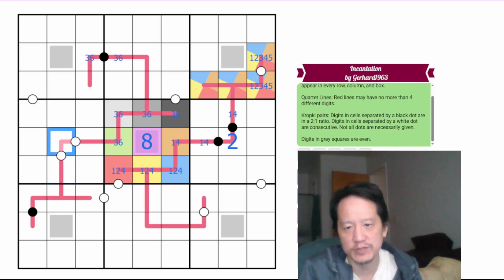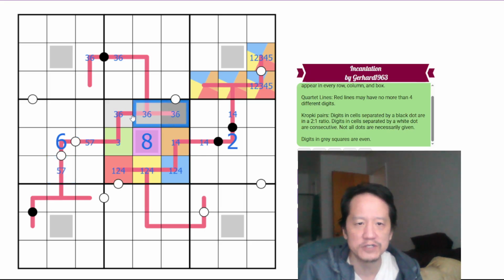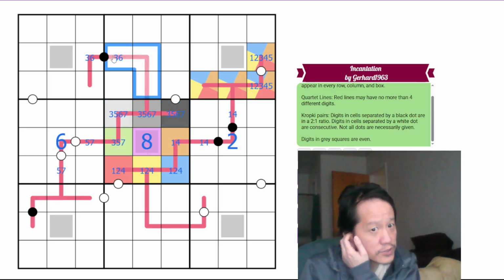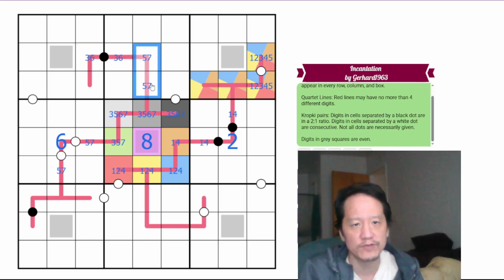So this must be a 6 here, which means this cannot be 6. This must have 5 and 7 next to it. So this is 5 and 7, which means this quartet has to be 3, 6, 5, and 7. So this is also 3, 6. We know this is a 3 to 6 ratio. This has to be 5 or 7, and this could be 3 or 6, and this could be 3, 5, 6, or 7. Therefore, this must be 9 here.